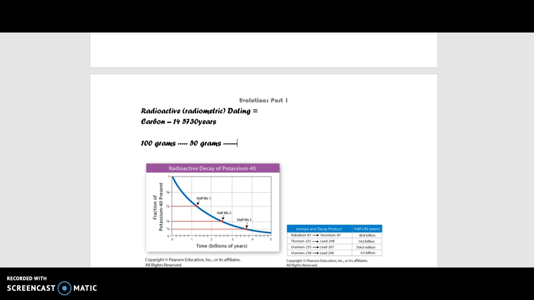After another half-life, we would be down to 25 grams. After another half-life, we would be down to 12.5 grams. So if I have a sample that I knew originally started at 100 grams and finished at 12.5 grams, I would be able to say 1, 2, 3 half-lives have taken place, each half-life being 5,730 years. So whatever 5,730 times 3 would be the age of my sample at that point.